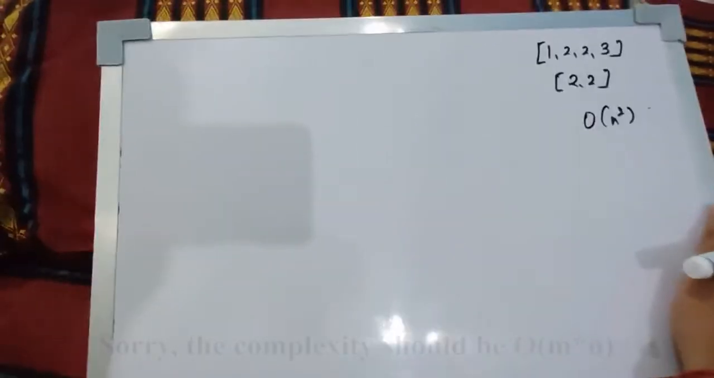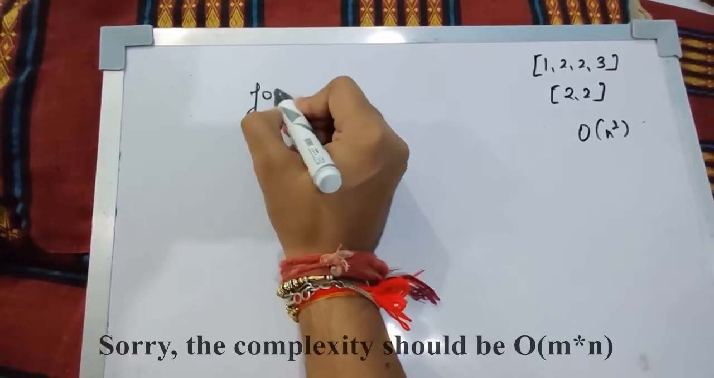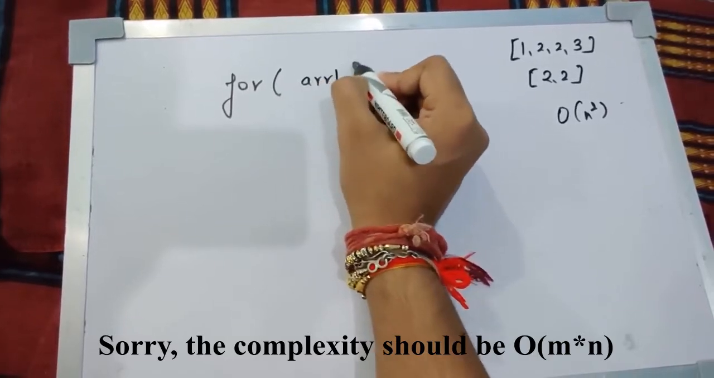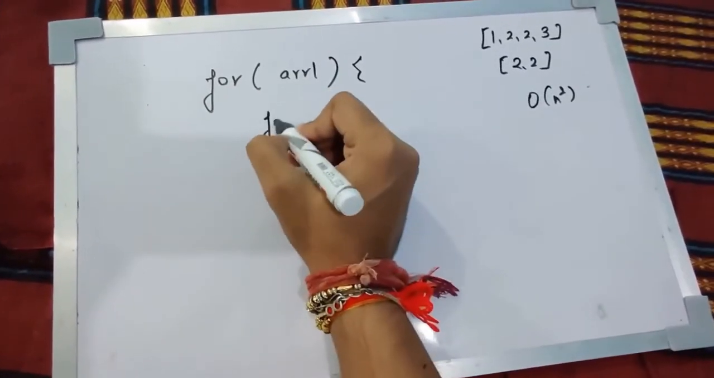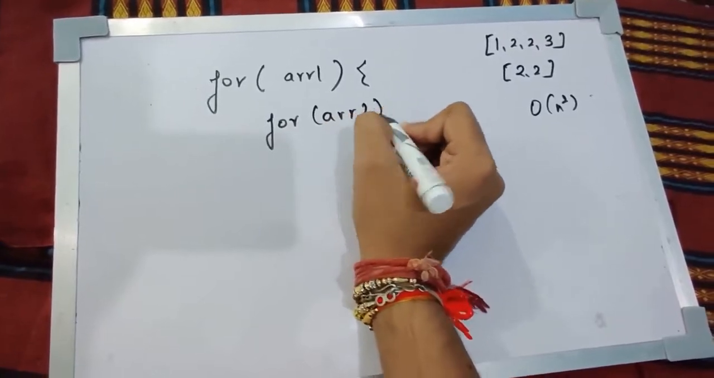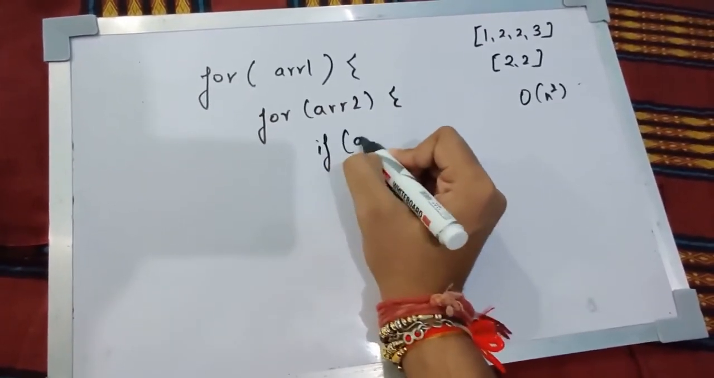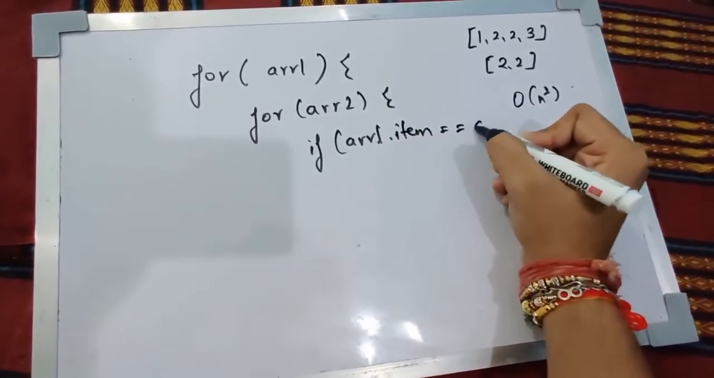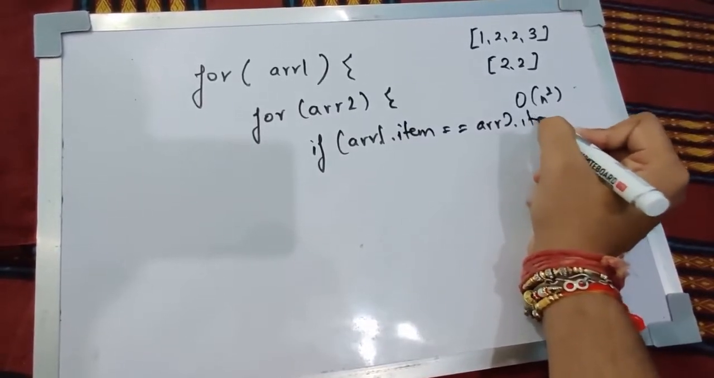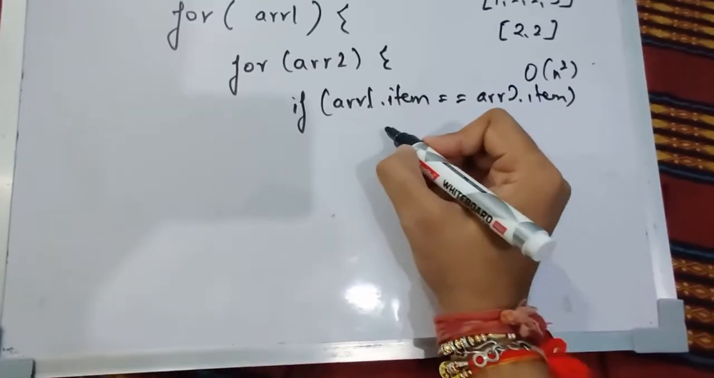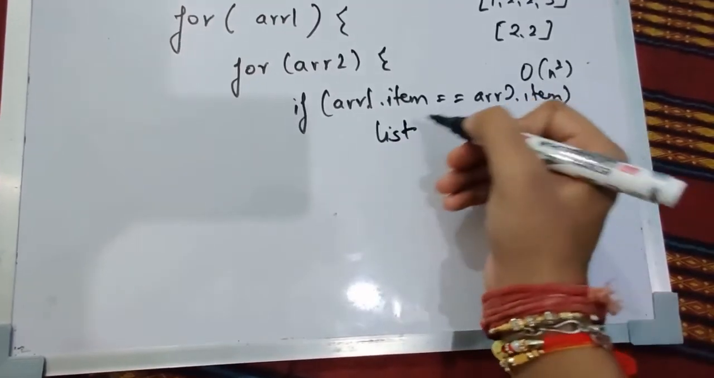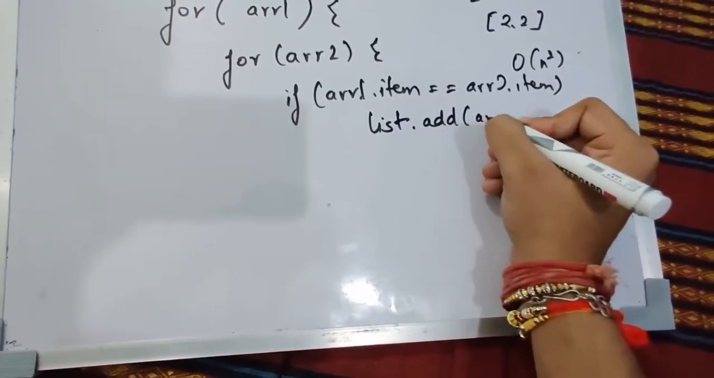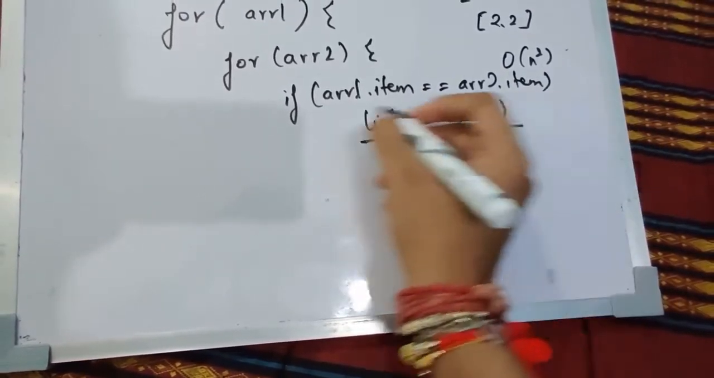Okay, how? What we have to do is iterate over each array. First we will iterate over our first array, let's say array 1, and then we will iterate over array 2, and then we can compare if array 1 dot item is equal to array 2 dot item. If that's the case, then add it to a result list. So you have to create a linked list or array list, anything, and add that item to it, right? And when you do that, that's it.